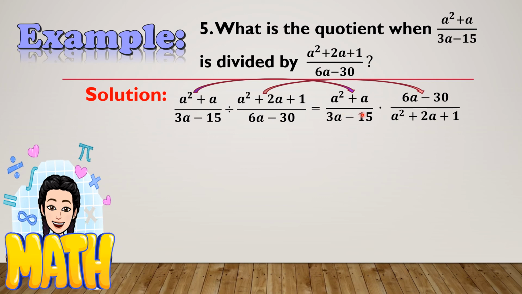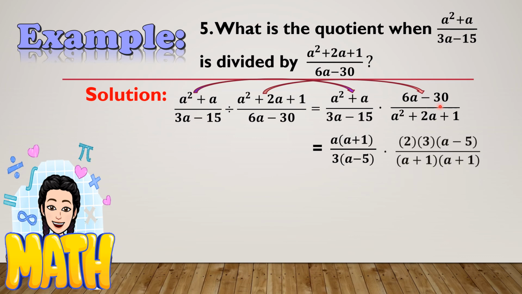Then, since factorable ang mga terms natin, kuhanin natin ang factored form nila para makita natin kung meron pang factor na pwedeng i-divide. Para sa a squared plus a, we have a times the quantity a plus 1. For 3a minus 15, we have 3 times a minus 5. Para naman sa 6a minus 30, we have 2 times 3 times a minus 5. And then para naman sa a squared plus 2a plus 1, we have a plus 1 times the quantity a plus 1. Again, kung nahihirapan tayo sa pagkuha ng factors, ay maaari nating panoorin ang ating previous video lessons about factoring.